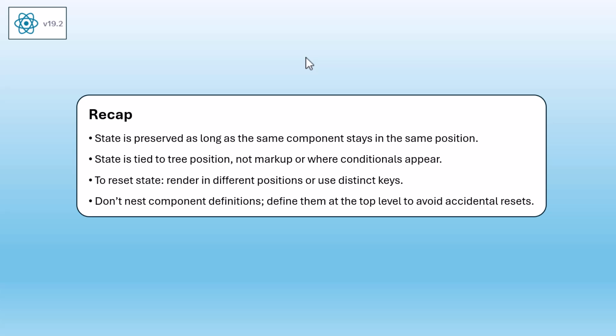React keeps a component's state as long as it remains in the same position in the render tree. State isn't tied to JSX tags, but to their position in the tree. You can reset a component's state by giving it a different key or rendering it in a different position. Avoid nesting component definitions inside others, or you'll reset state unintentionally.